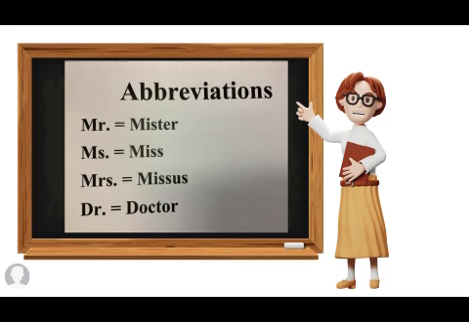These written words are called abbreviations. Abbreviations are shortened forms of words. Most abbreviations begin with a capital letter and have a period at the end. We use abbreviations to save time and space when writing, as in Mr., Miss, Mrs., and Doctor.